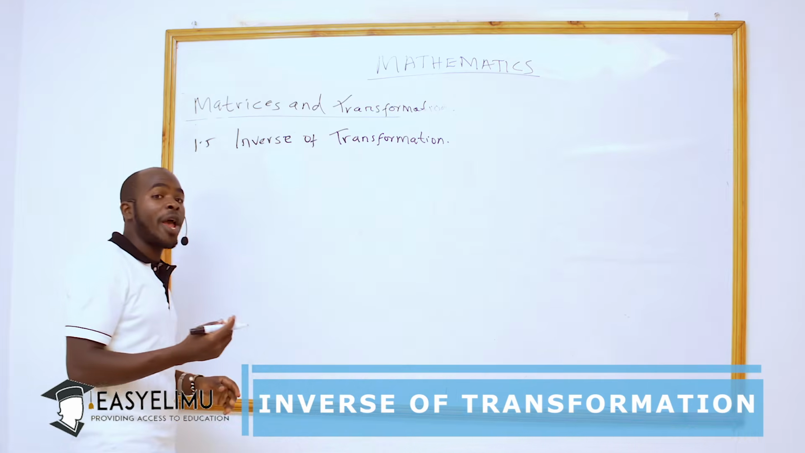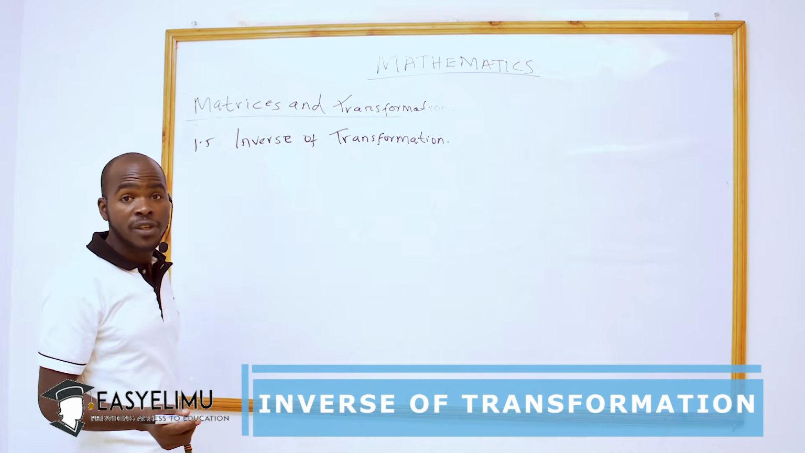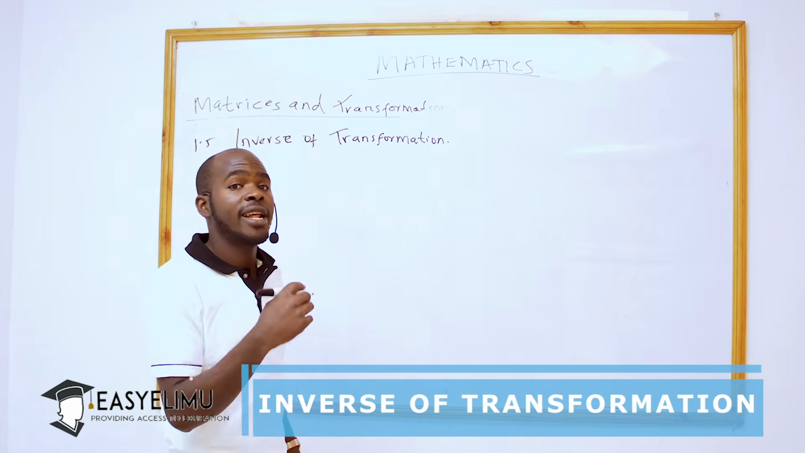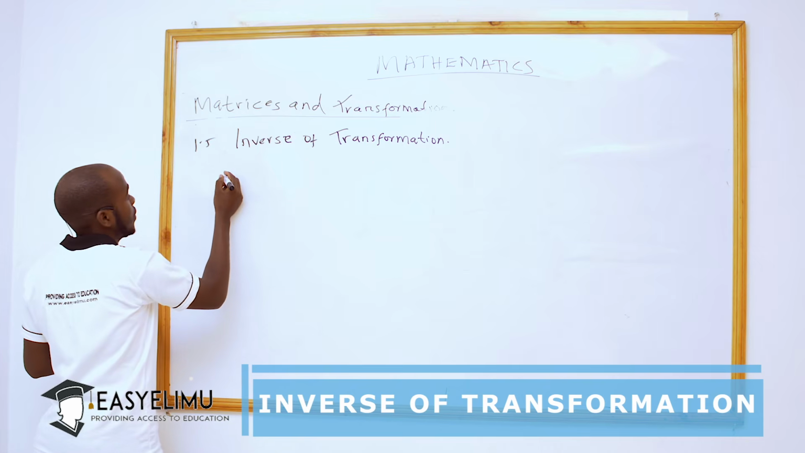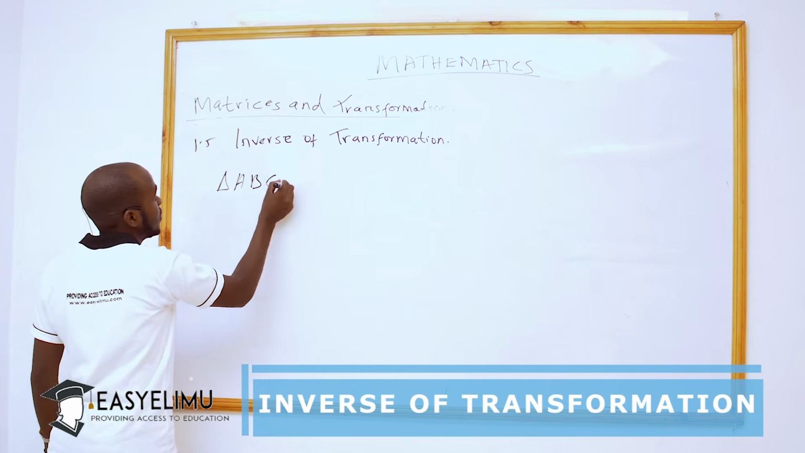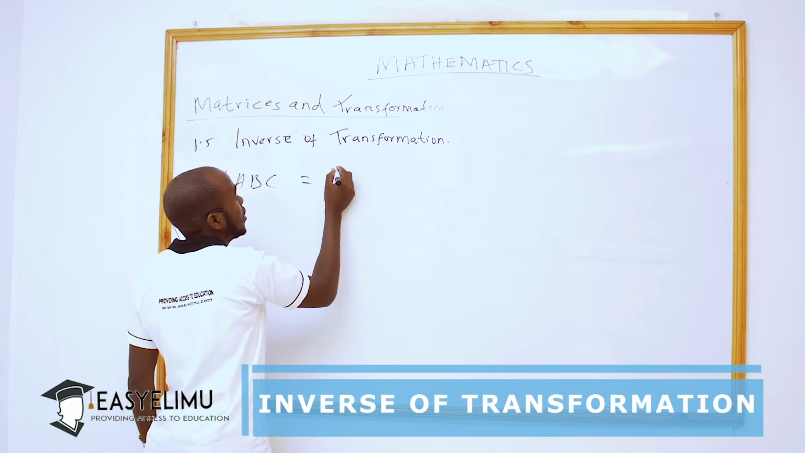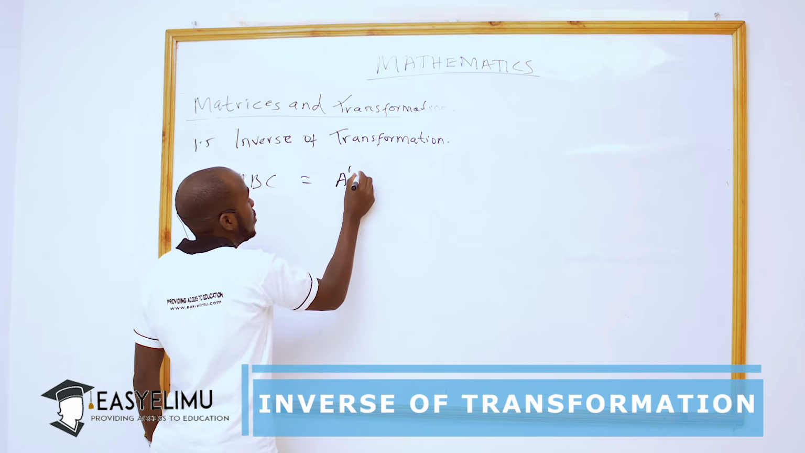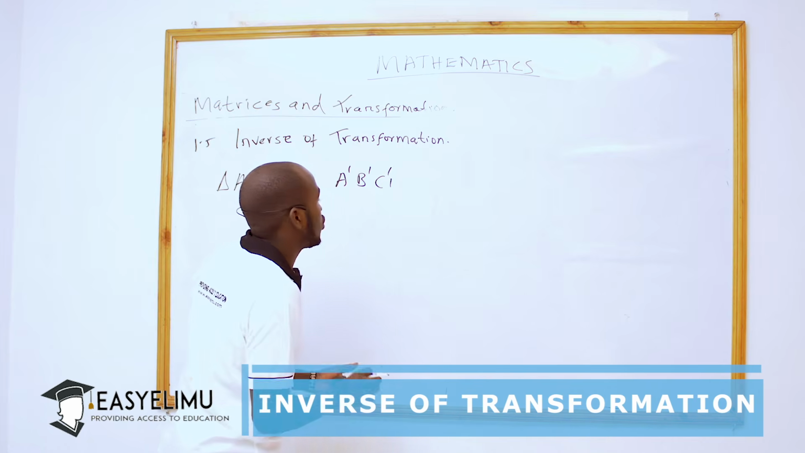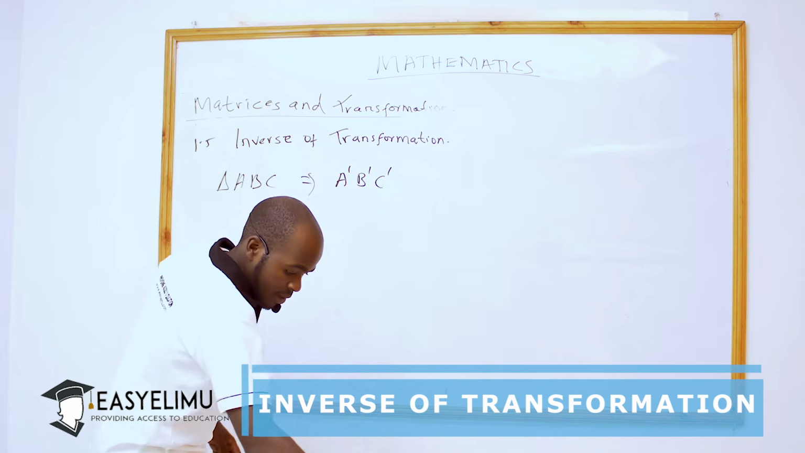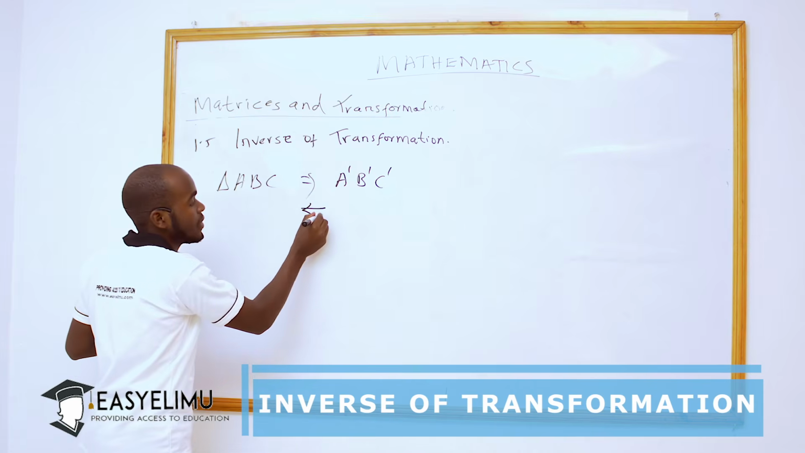The third method is whereby you have been given the vertices of the object and the image. For example, given a triangle ABC, and then you have been given the image, that is, let's say, A prime, B prime, C prime. I'm just using that to represent the coordinates. Now, you can still map this one back.